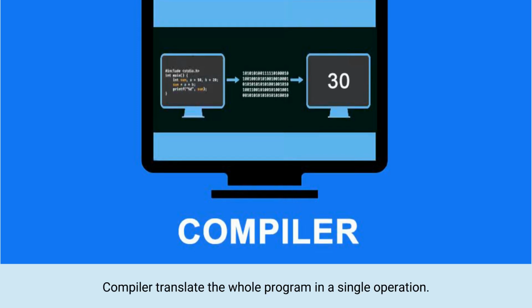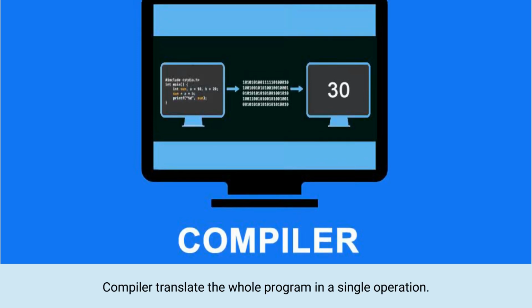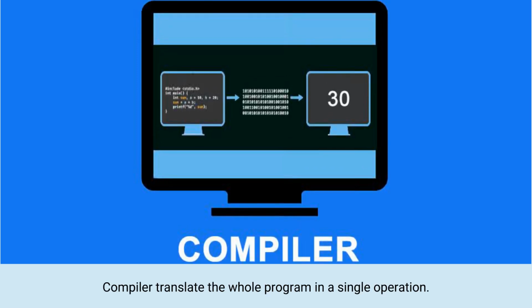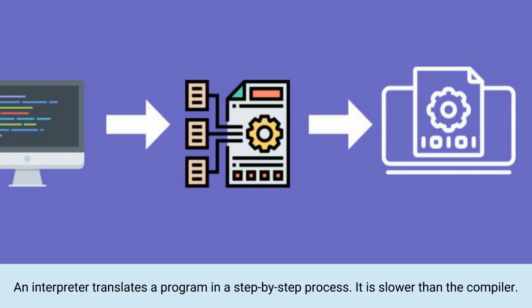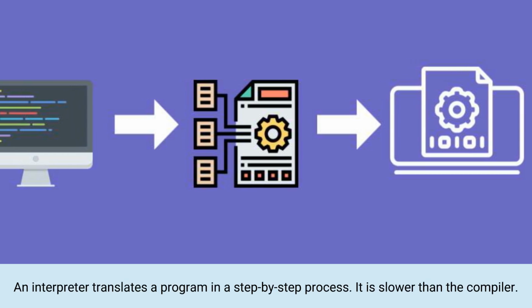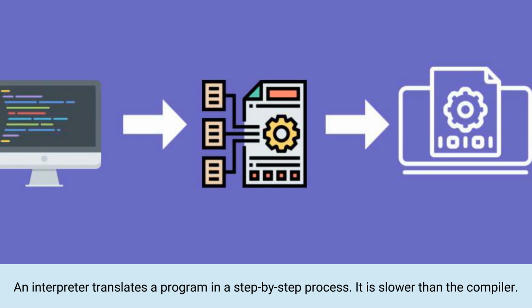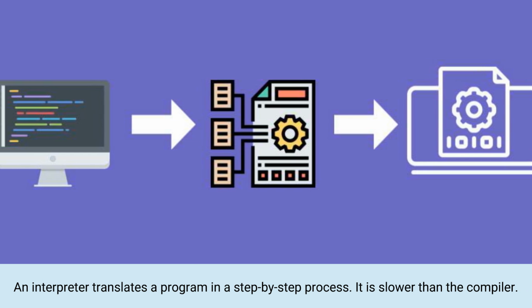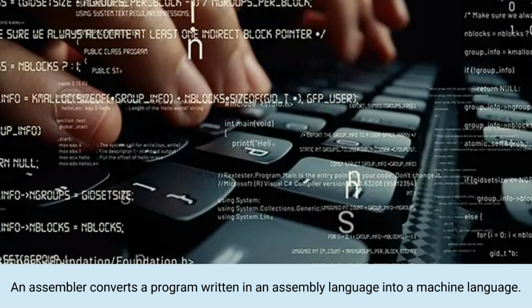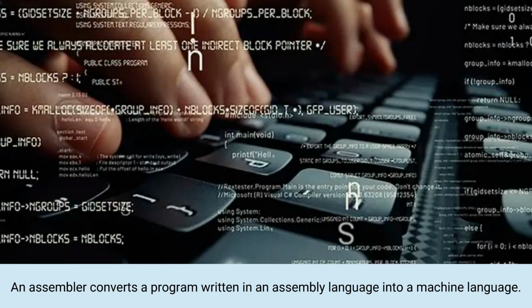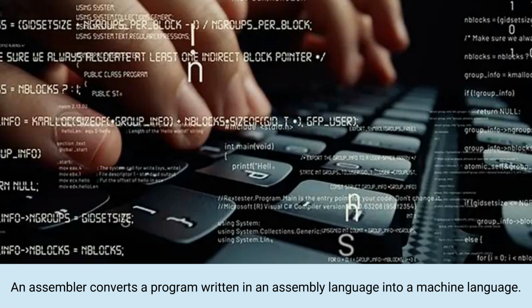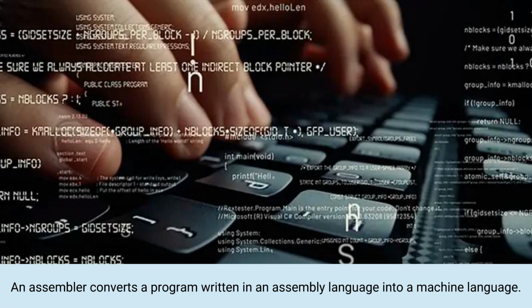Compiler. A compiler translates the whole program in a single operation. Interpreter. An interpreter translates a program in a step-by-step process. It is slower than the compiler. Assembler. An assembler converts a program written in an assembly language into a machine language.